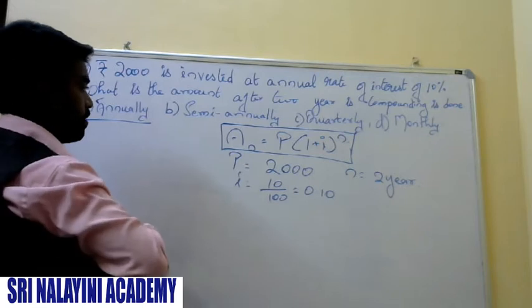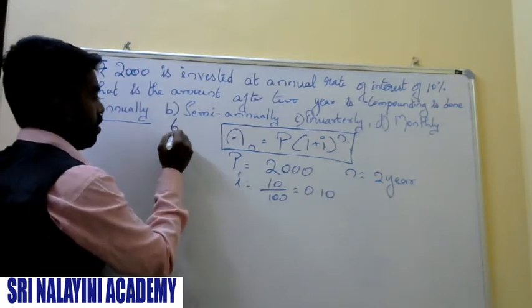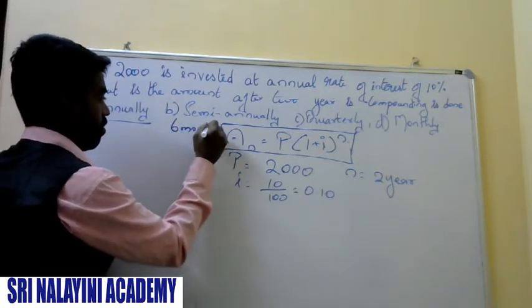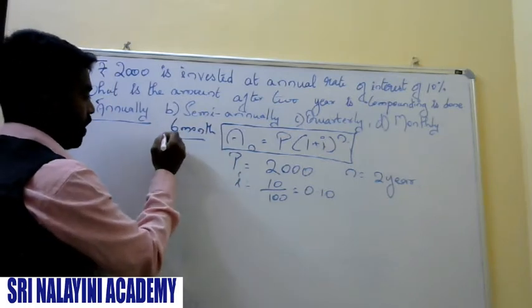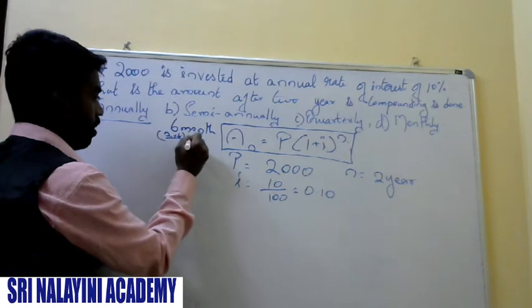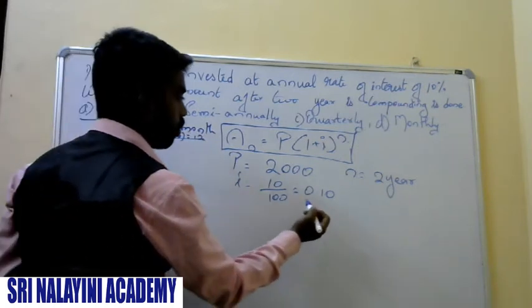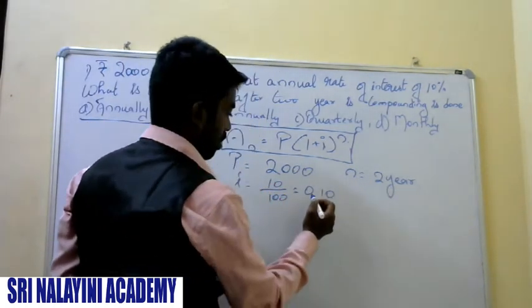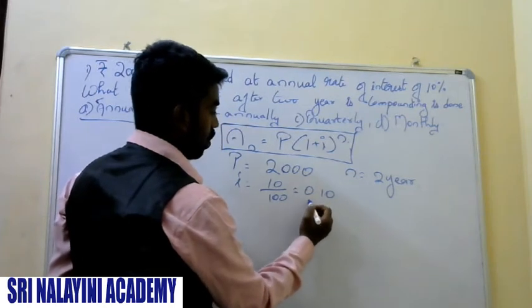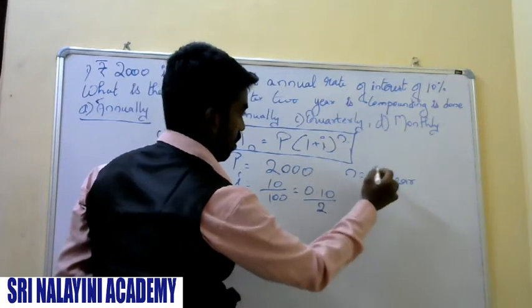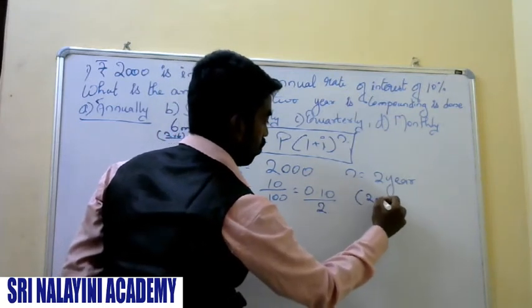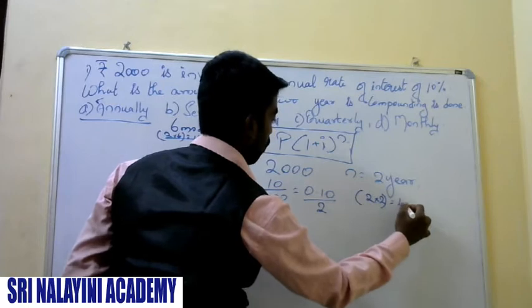Semi-annual is what? 6 months. That's all. And here it will be 2 into 6, 12 months. So we are going to divide this 0.10 divided by 2, and number of years 2 into 2, 4.